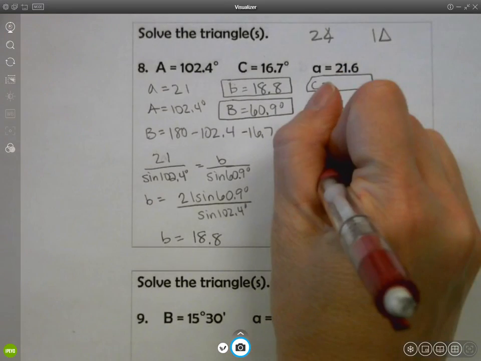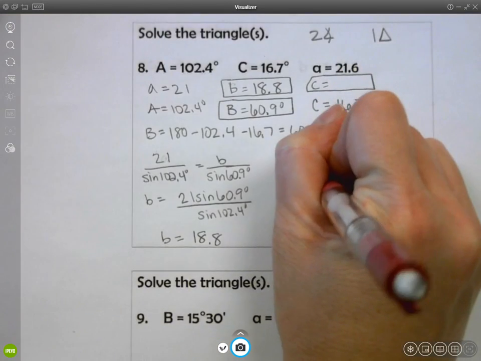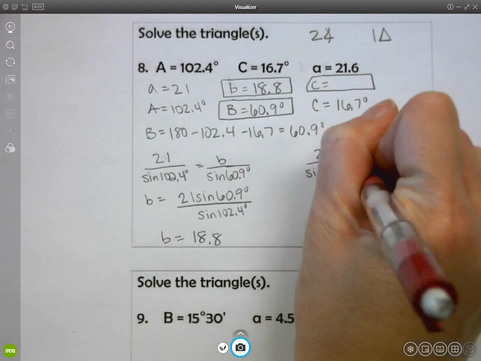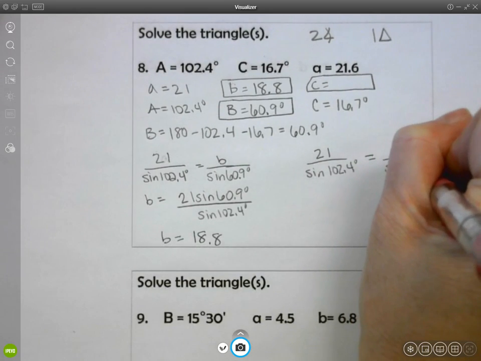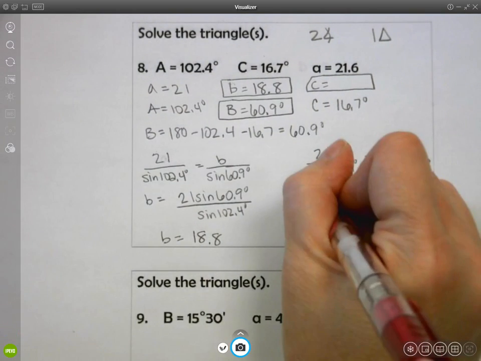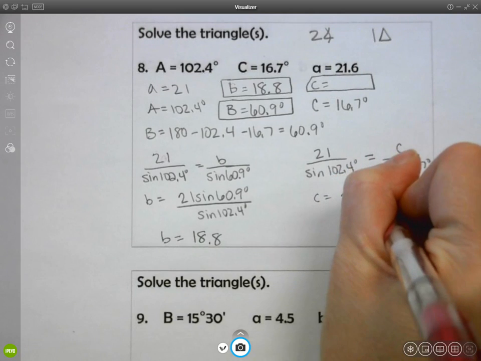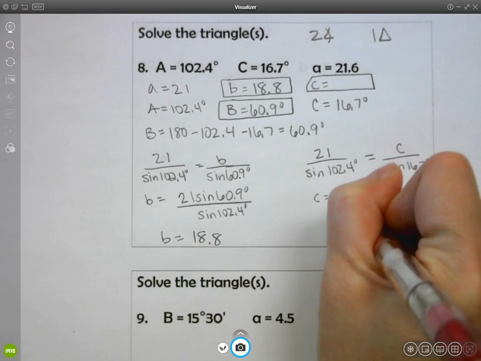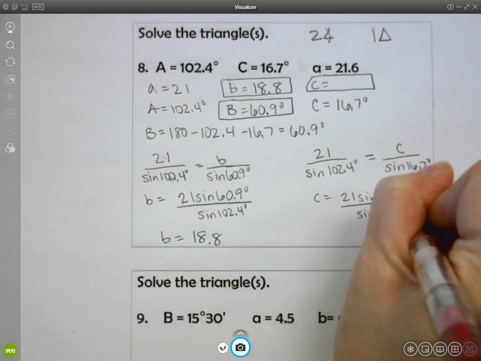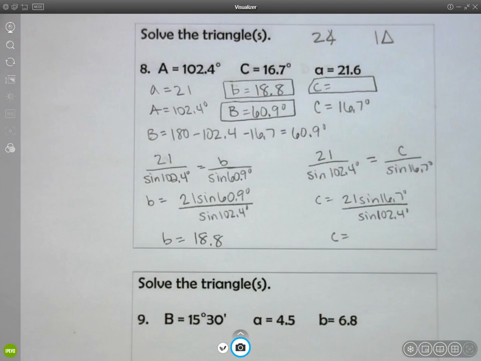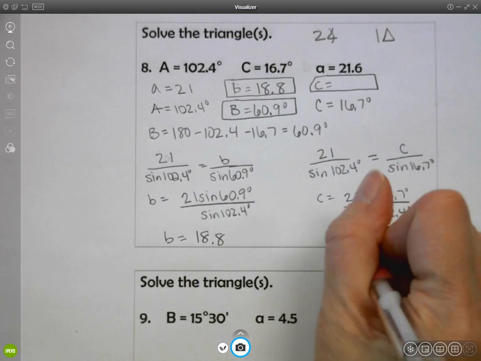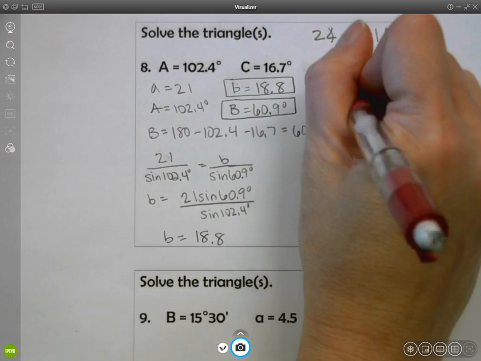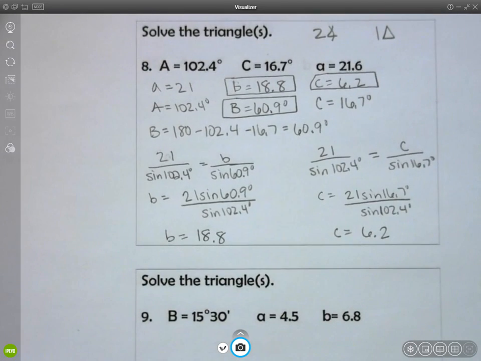All right, so then we can set up the law of sines again to find side C. So we'll use our A over sine A. This time we'll equal it to C over sine C. And so we'll get 21 sine of 16.7 over sine of 102.4. So putting that in our calculator, we will get 6.2.